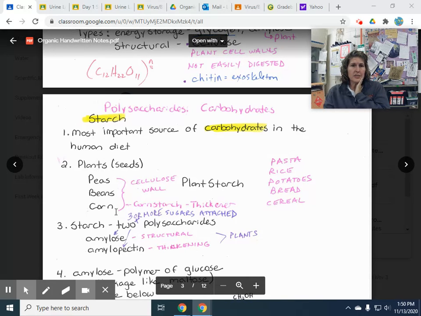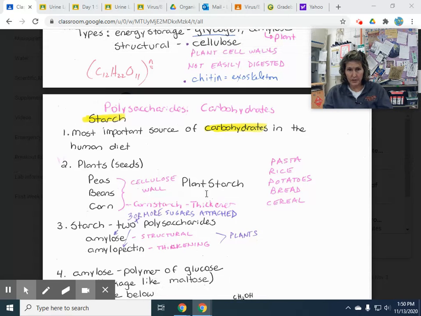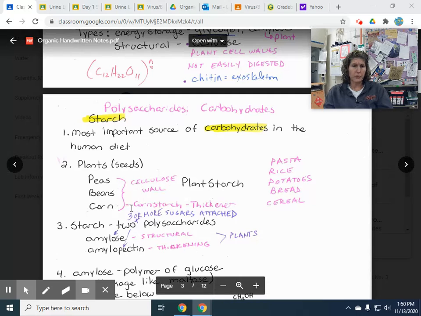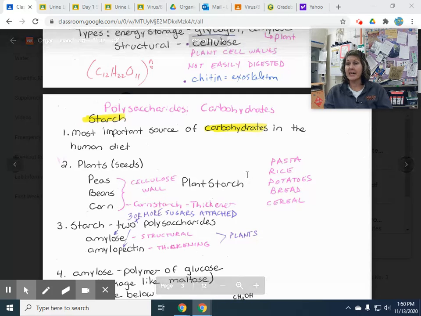Some plants such as seeds, peas, beans, corn, these have really, really thick cellulose walls on them. The corn, we can use this cornstarch. It's actually a thickening agent, kind of like the pectin that we talked about, or the amylopectin that helps thicken jams and jellies. Things that have these starches within these large polysaccharides are pastas, rices, potatoes, bread, cereal. Those are things that we want to eat in order to make sure that our bodies have the energy to get us through the day.